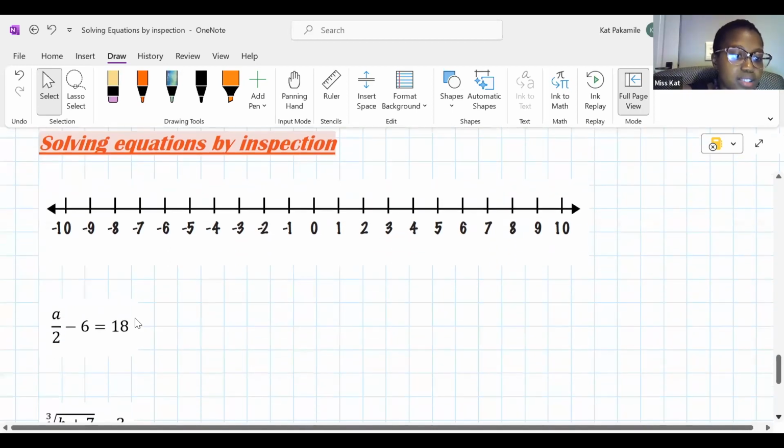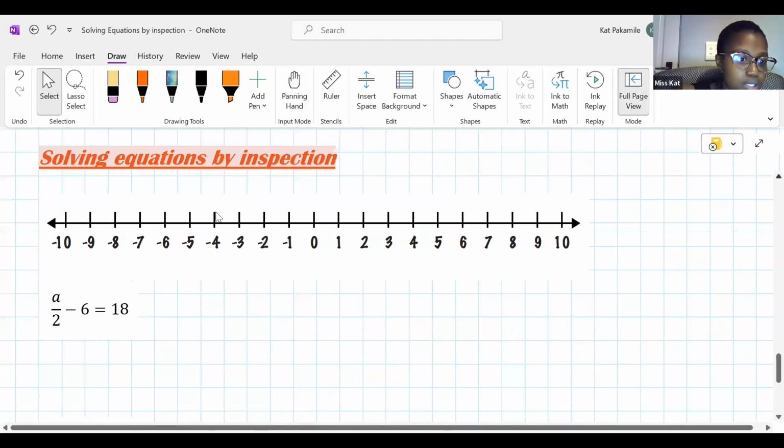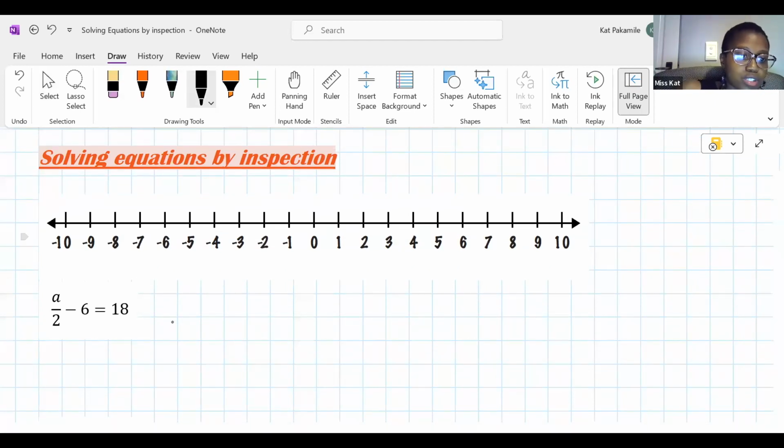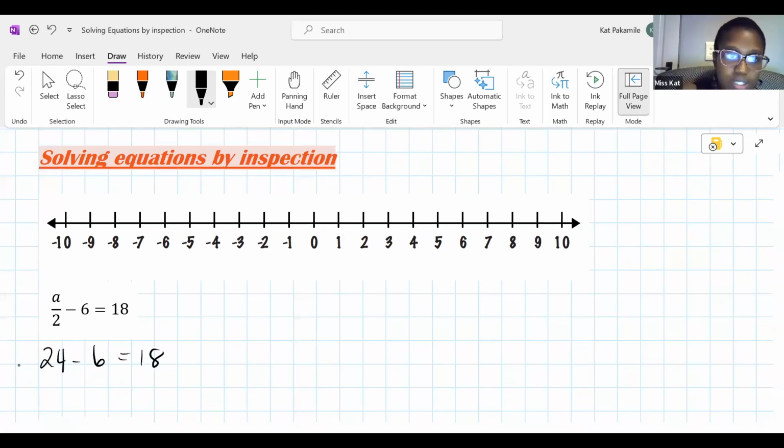Okay, guys, here's our next one. A over 2 minus 6 equals 18. So we start off obviously by asking, what minus 6 will give you 18? Which number minus 6 will give you 18? Thank you, Vanessa and Tammy. That was very quick. And Leah. So it's going to be, remember to mute when you're done talking, 24 minus 6 gives you 18. Therefore, 24 is equal to what?